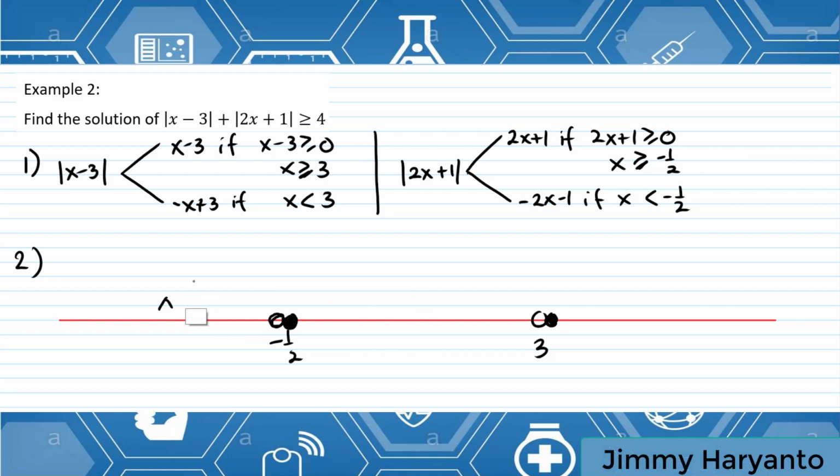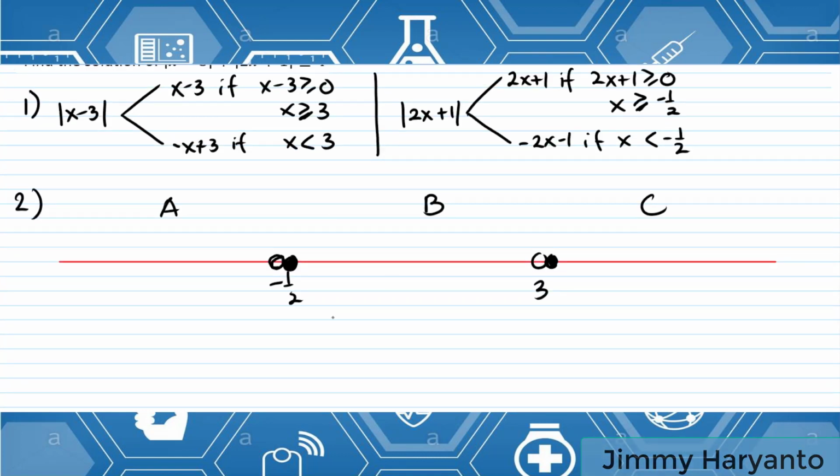Let's write at the top A, B, and C. Now for this question, we have 3 rooms, A, B, and C. The third step, I have to write the question.